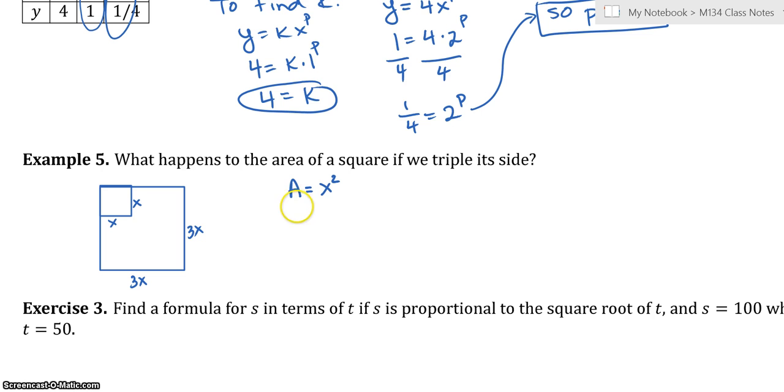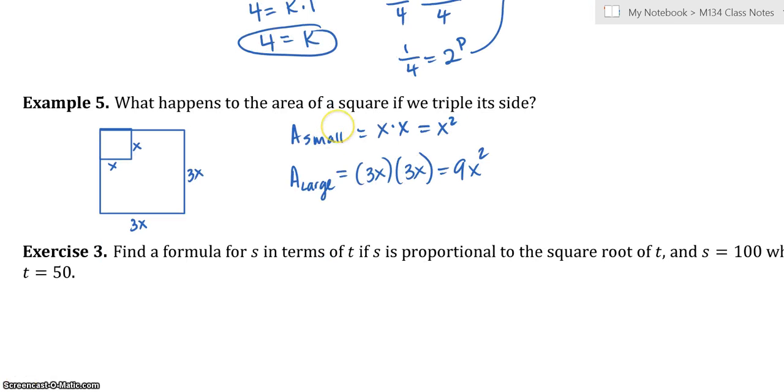Now if I find the area of the large one, the area of the large is going to be 3x times 3x, which is 9x squared. I'll change this to area of small. This makes sense because area of a rectangle is length times width. So it looks like it is 9 times it. It makes sense because if you put a 3 in here, we get a 9, right? So it means that the area of the large square is 9 times the area of the small square.